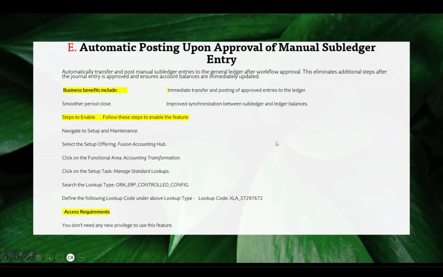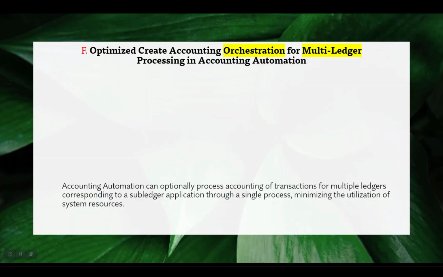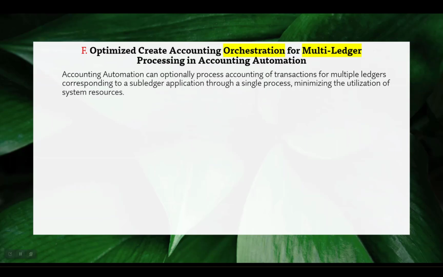Again, this is automatically posting once the manual subledger entry is approved. What is this? Optimize create accounting orchestration for multi-ledger. As you know, in some cases in your country organization, maybe you have a lot of ledgers. Accounting automations can optionally process accounting of transactions for multiple ledgers to a subledger application through a single process. So through a single process, you can run create accounting for a lot of transactions for multiple ledgers at the same time. This minimizes the utilization of system resources.